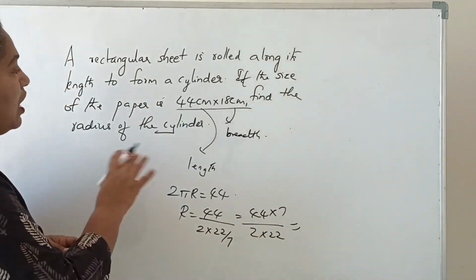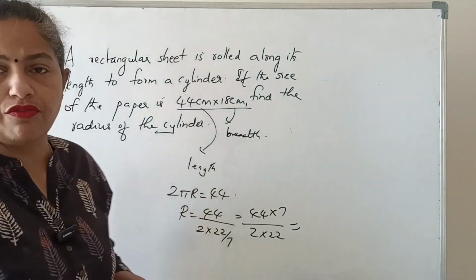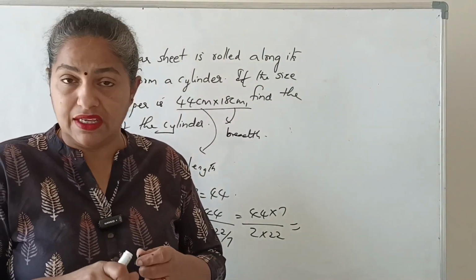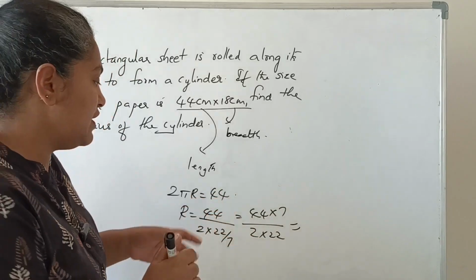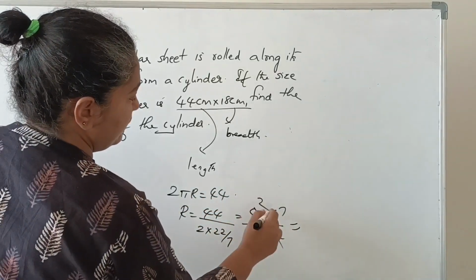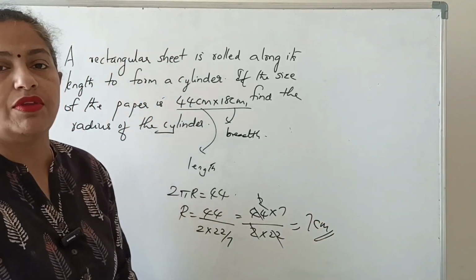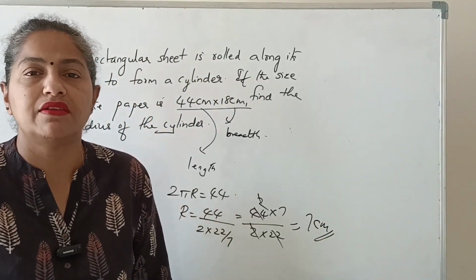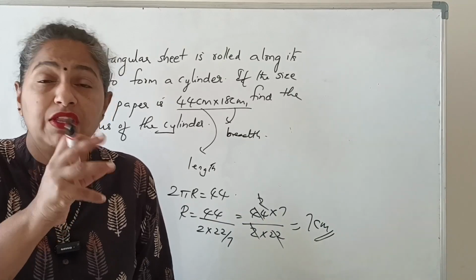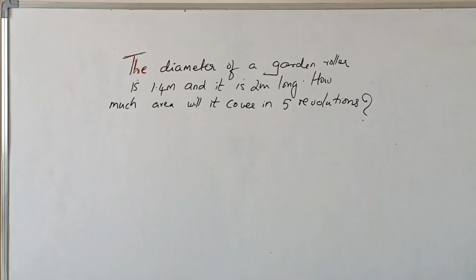Now, after that, we need to find the radius. You need to find only the radius. You don't need to find the TSA also. So, let us find the value of the radius over here. It is 7 centimeters. A very simple sum. The only thing is that you need to know which measurement you should take as the circumference.